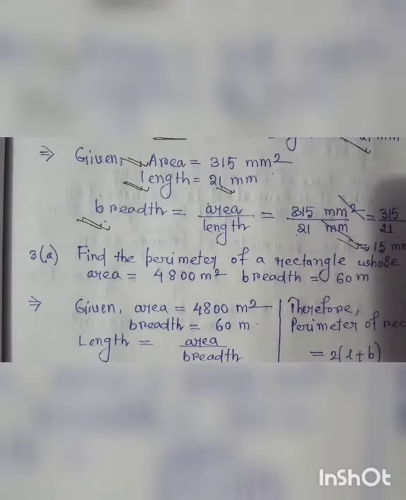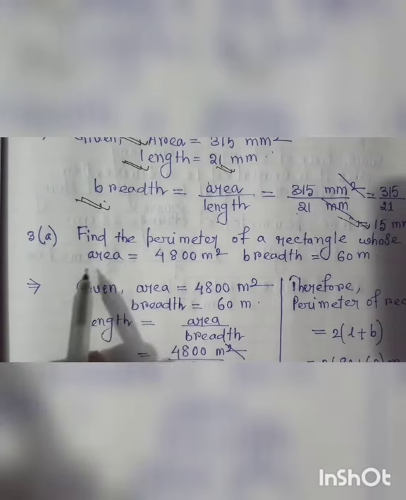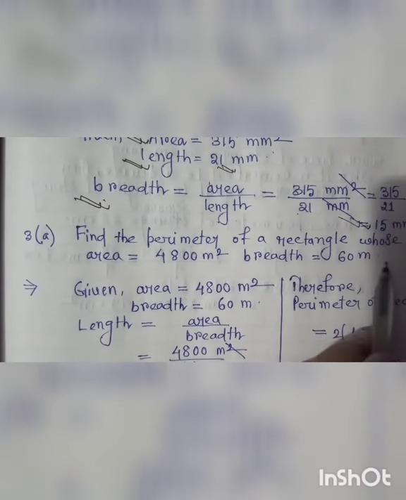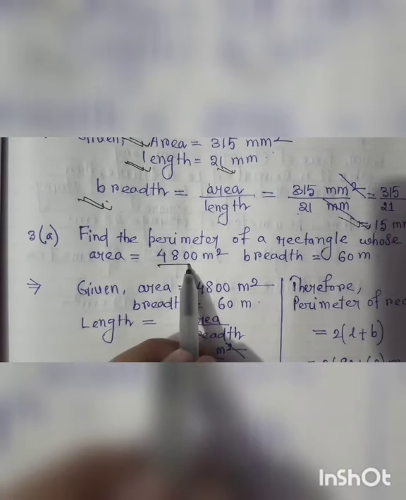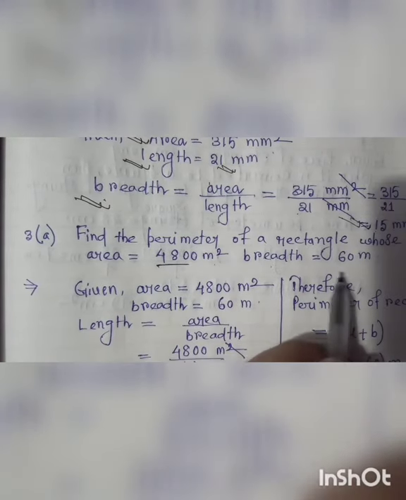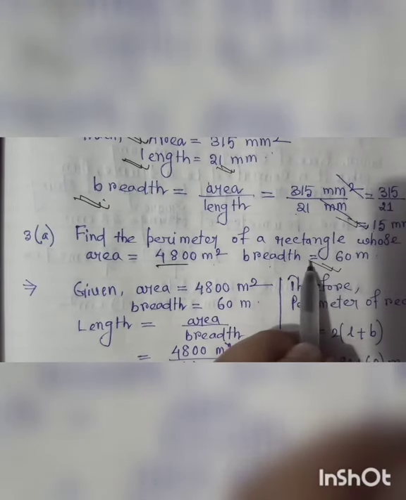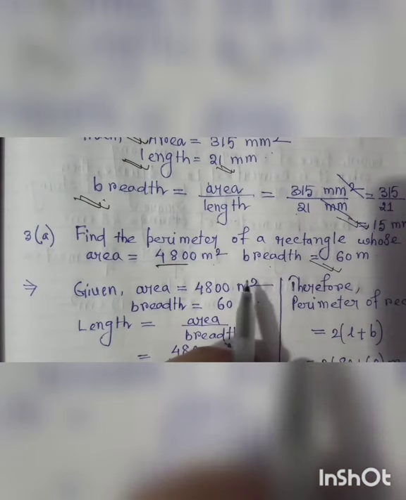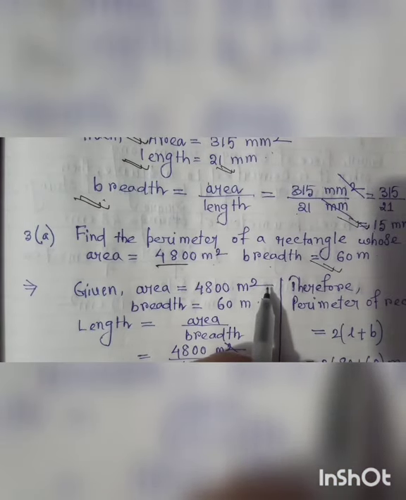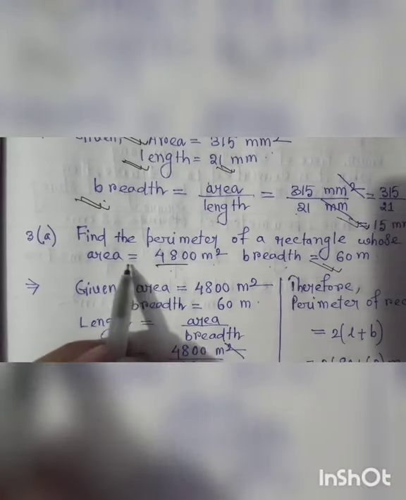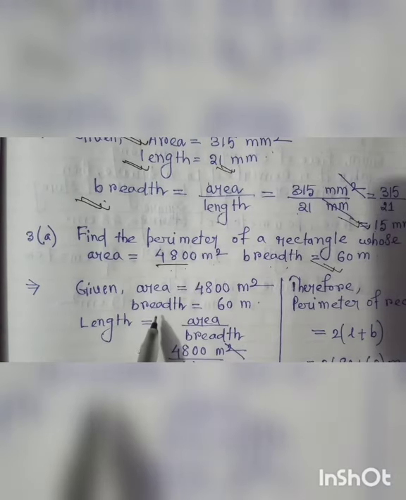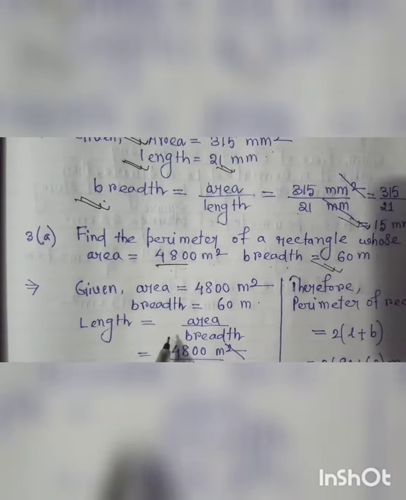3A number, all of you see. Find the perimeter of a rectangle whose area is 4800 meter square and breadth is 60 meter. That is, we need to find the perimeter. To get the perimeter, we need length and breadth. But we have area and breadth. So from the area, first we have to find the length of the rectangle.